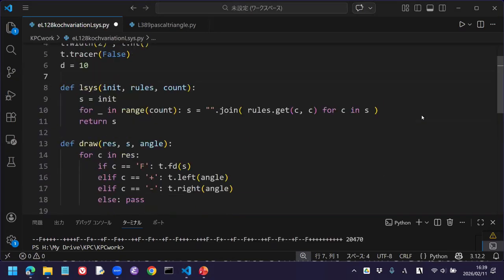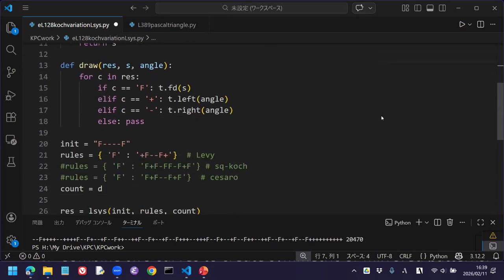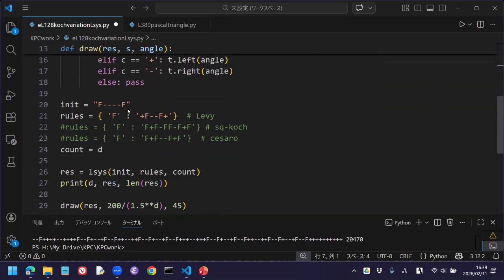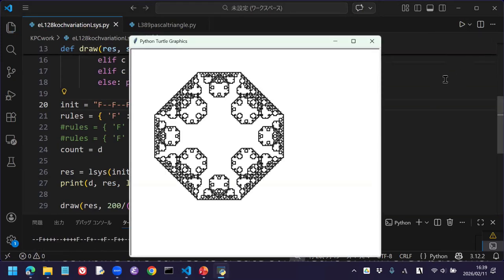Okay, next, instead of connecting two curves, we can try connecting 4 curves. In that case, F, turn 90 degrees, turn 90 degrees each time, and connect 4 Lévy curves. That will produce another type, a very interesting shape like this. Okay, I hope you like this too, or try it yourself.